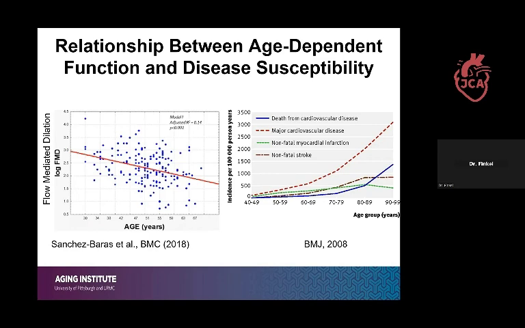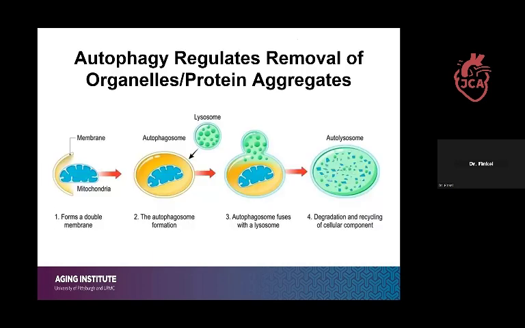I think there's probably more than one answer to that question, but we've been very interested in this concept that autophagy might be that link, that autophagy might explain why tissue physiological function is impaired with aging and why there is more susceptibility to disease with aging.